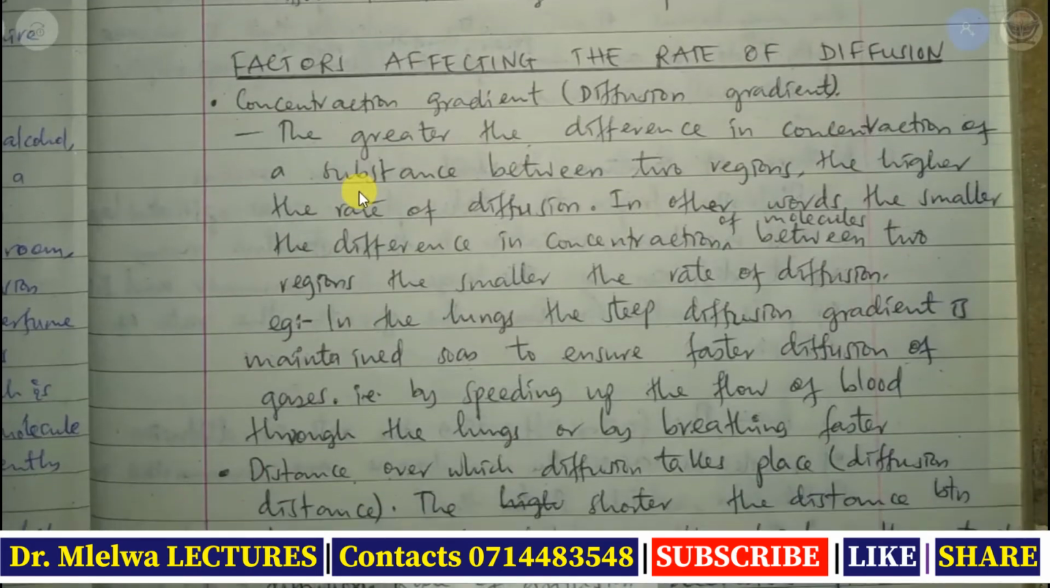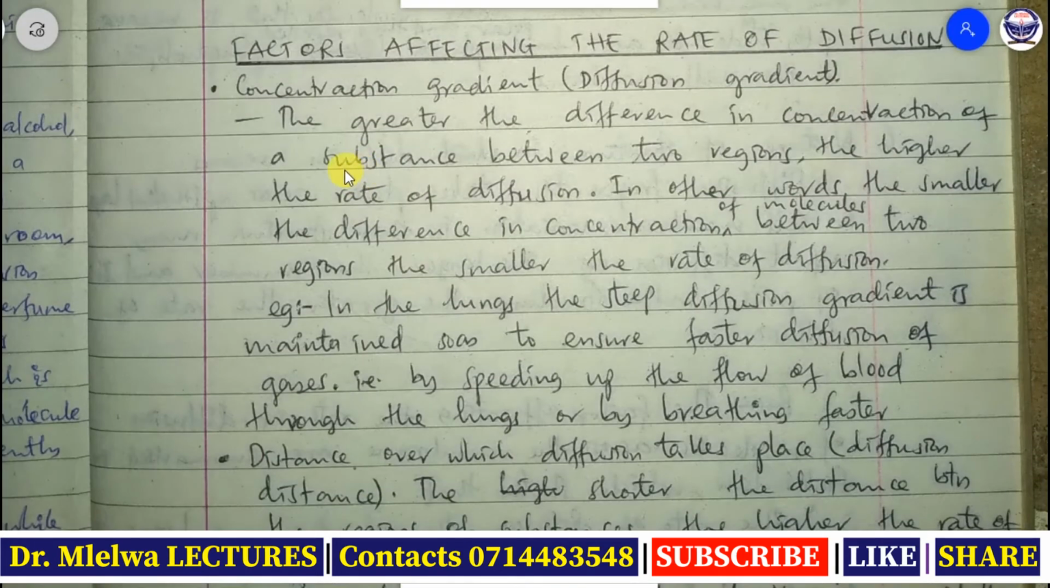Now from there, let's discuss the factors affecting the process of diffusion. I know hizi umeshawahi kuzisikia several times, factors affecting diffusion, lakini tunazirudia tu. First is concentration gradient, or we call it diffusion gradient. The greater the difference in concentration of a substance between two regions, the higher the rate of diffusion.